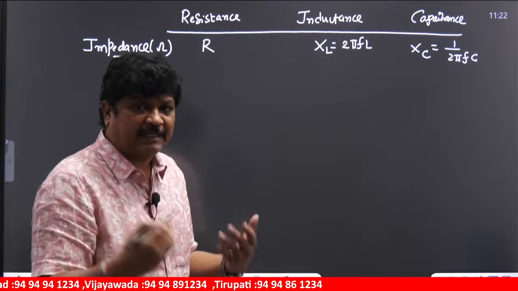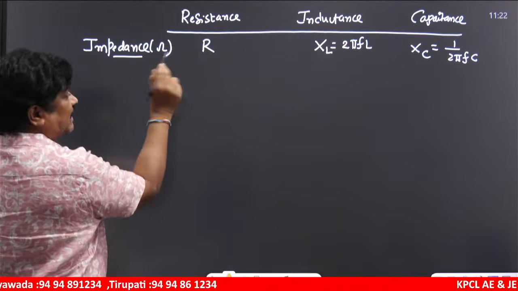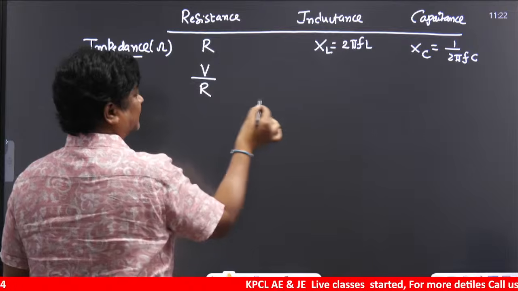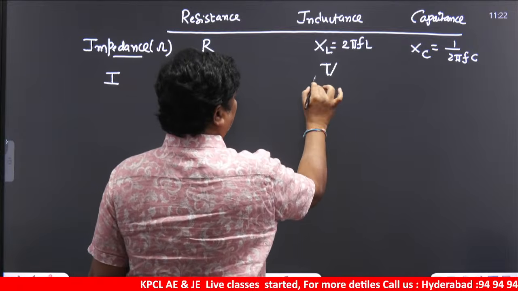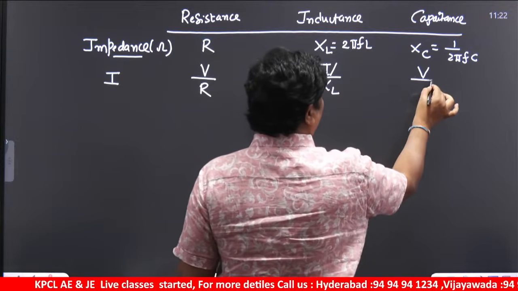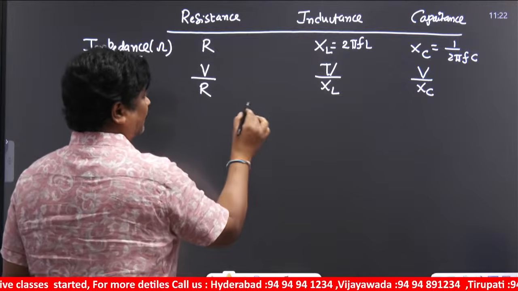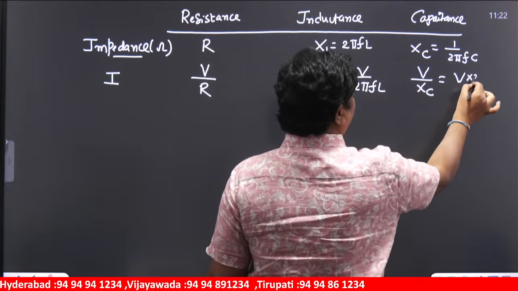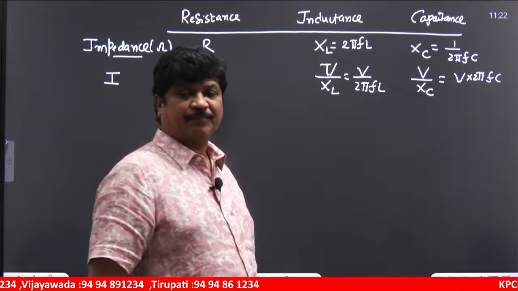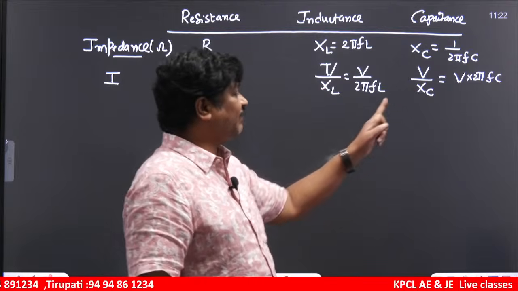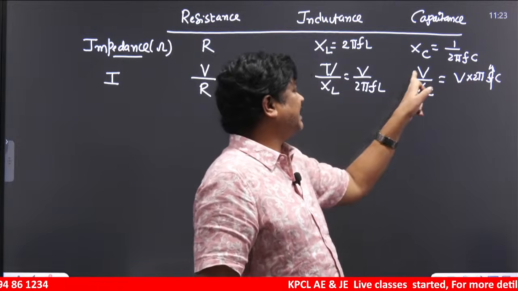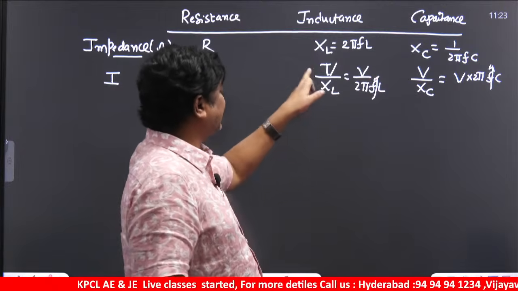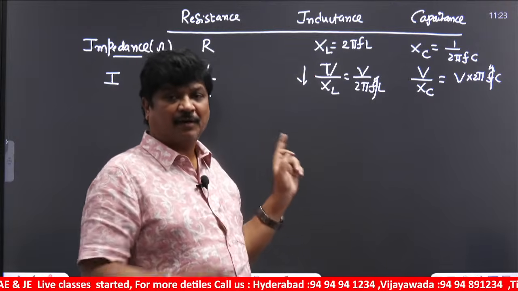Now, how to calculate the current here? Current I is equal to V by R, I is equal to V by XL, V by XC, that is V by 2 pi FL, V into 2 pi FC. Why am I writing all these things? Because there is an objective question here. Whenever frequency increases, if the current increases, that circuit is a capacitive circuit. Whenever frequency increases, if the current decreases, that circuit is an inductive circuit. All these points we already discussed.